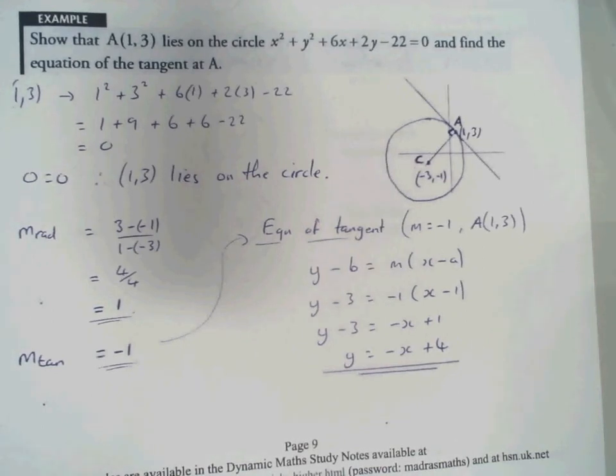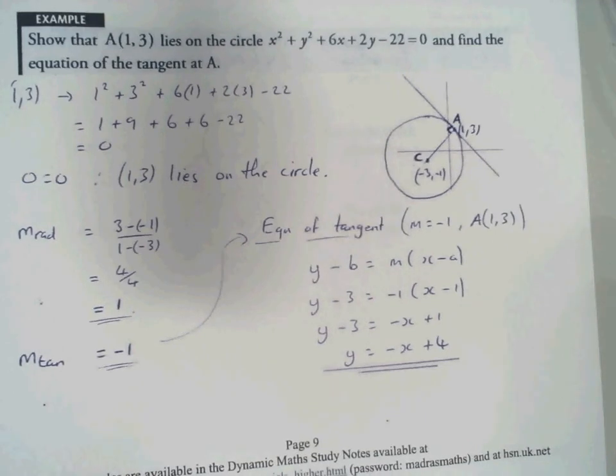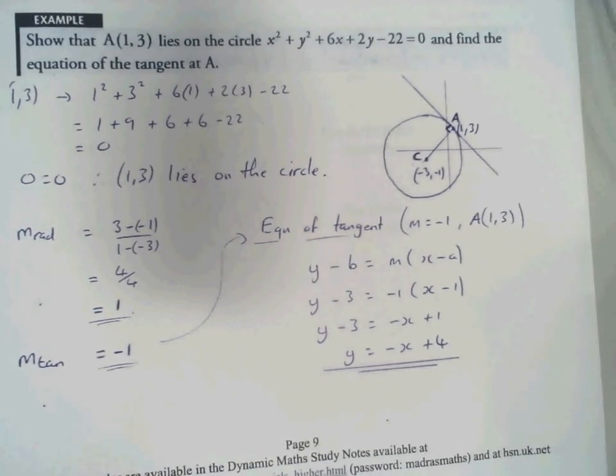Right, so first of all, we need to show it lies on the circle, so substitute in x equals 1, y equals 3. And if it equals 0, then that means that it lies on the circle. So substitute in, evaluate, it does indeed come out with 0. So that means the left-hand side will equal the right-hand side, so that point lies on the circle. So (1, 3) lies on the circle.